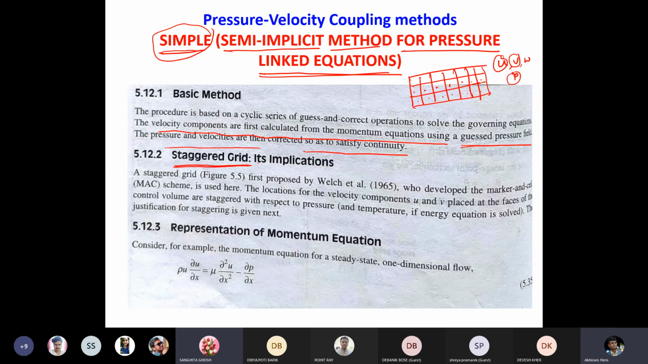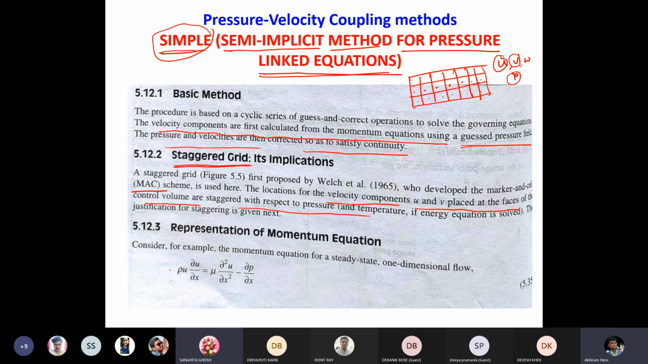It was proposed by Welch in 1965, who also developed another method called MAC, marker and cell. So MAC is another method like SIMPLE. Welch proposed that the velocity components u and v be placed at the faces of the control volume, staggered with respect to the pressure and temperature. Okay, so this is the proposition. Let us understand it step by step.